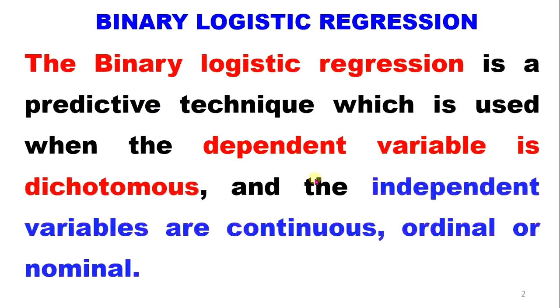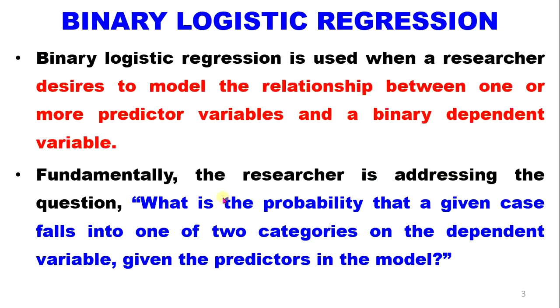መጀመሪያ the binary logistic regression is a predictive technique which is used when the dependent variable is dichotomous and the independent variable are continuous, ordinal, or nominal. The binary logistic regression is used when a researcher desires to model the relationship between one or more predictor variables and the binary dependent variables.